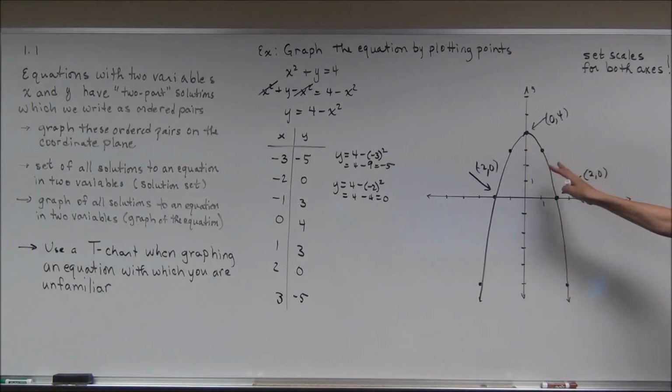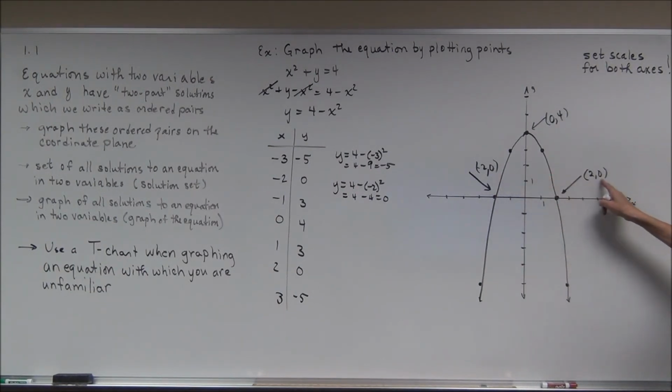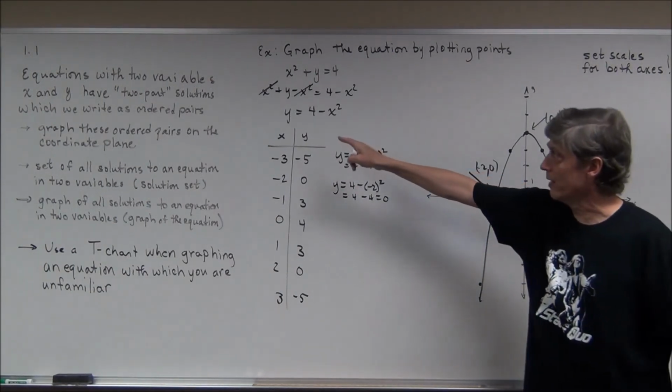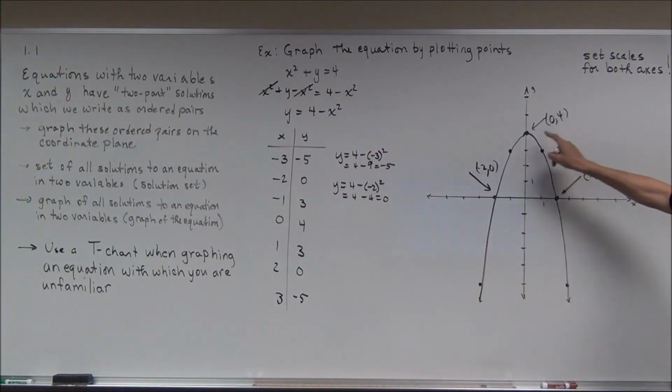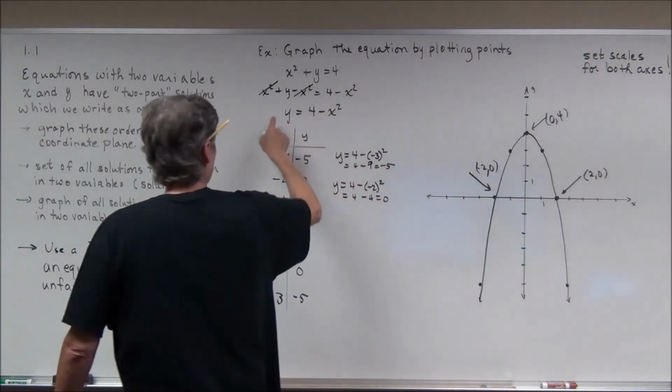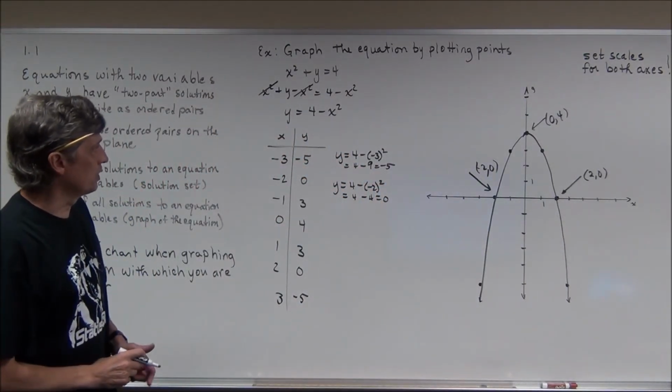Those are good points to have because they're very easy to find. To find x-intercepts, you plug 0 in for y, and you solve for x. To find the y-intercept, you plug 0 in for x, and you solve for y. The intercepts are good points to have, and we'll talk about that in more detail in just a minute.